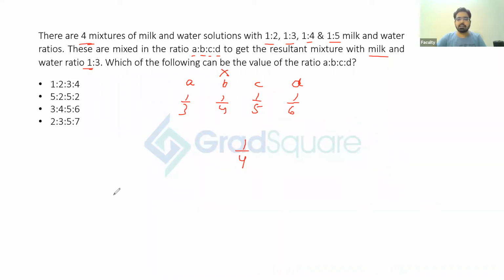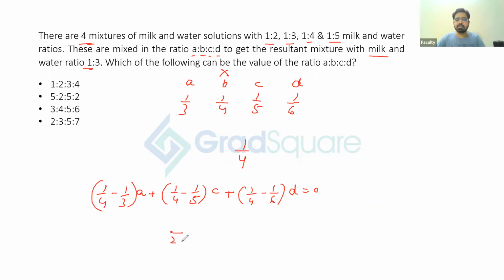So then I'm going to take (1/4 minus 1/3) into A plus (1/4 minus 1/5) into C. As I told you, I'm not going to look at the quantity of B. So I'm looking directly at C plus (1/4 minus 1/6) into the quantity D should be equal to 0. Right? So this is then going to give me a negative value. So I'll take it on the other side and make it positive. So let's just calculate this.